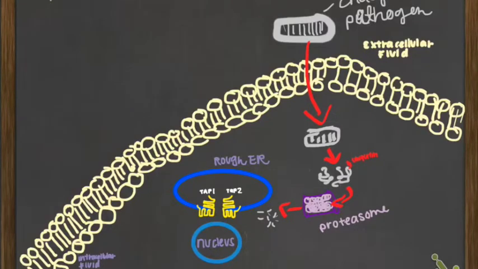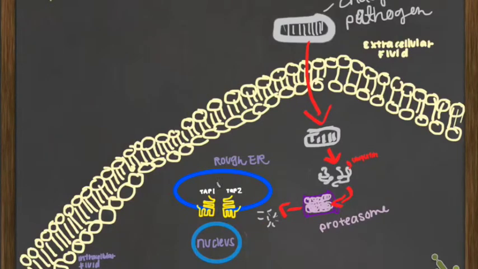Then these small peptides enter the endoplasmic reticulum using TAP1 and TAP2. As we know, TAP1 and TAP2 stand for transporter associated with antigen processing. Both TAP1 and TAP2 belong to the family of ATP binding cassette proteins found in the membranes of many cells, including bacteria. These proteins mediate ATP-dependent transport of amino acids, sugars, ions, and peptides.